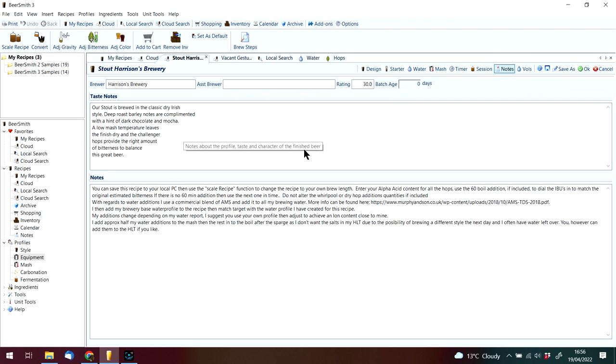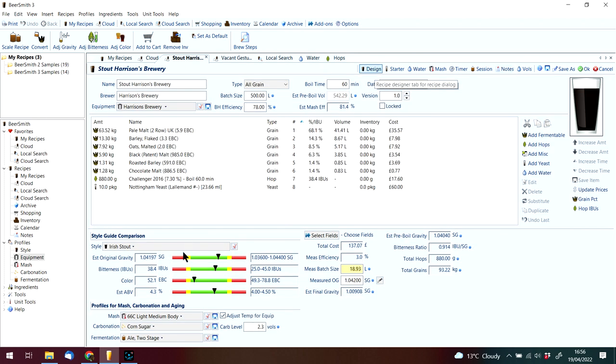So on the back here, we usually have some information to allow you to dial the recipe in. And on this particular instance, I see it doesn't contain the IBU calculation. That must be just here anyway.